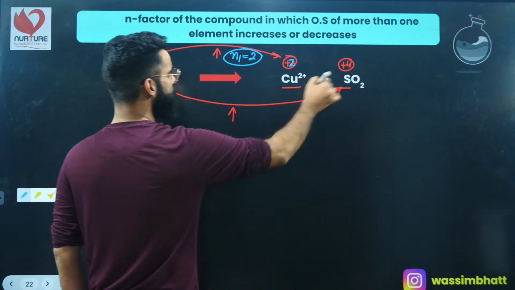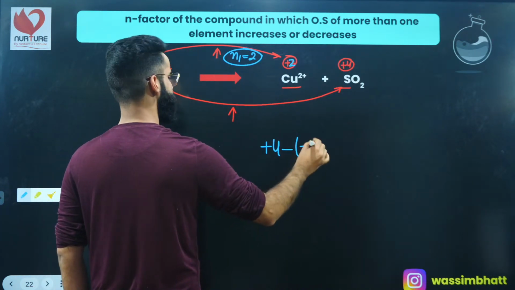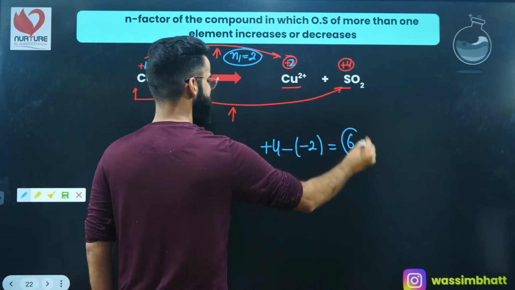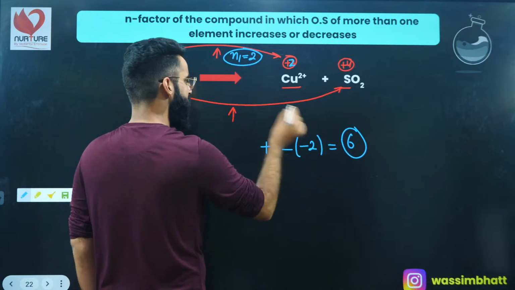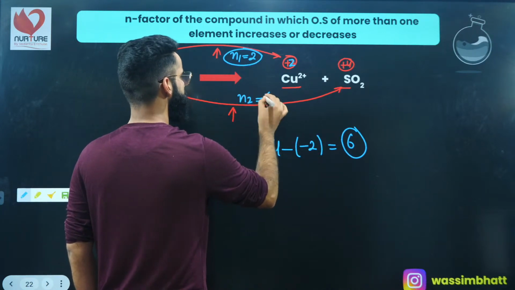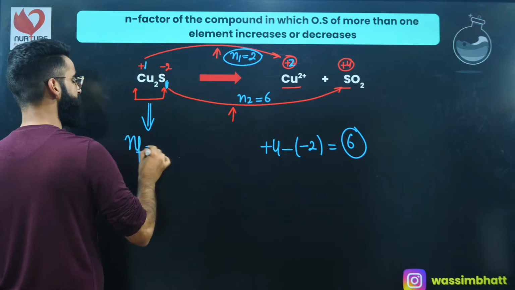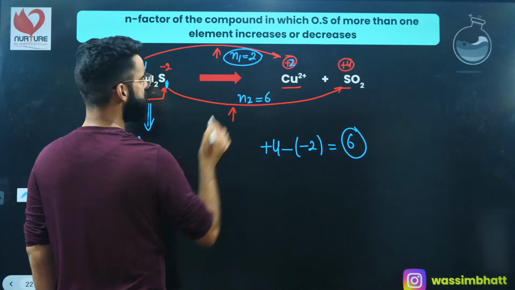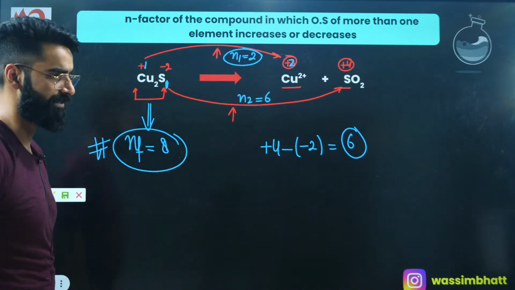Say, -2 to +4, calculate the change. Final oxidation state of sulfur minus initial oxidation state of sulfur, the value comes out to be 6. 6 is the change in the oxidation state for 1 sulfur atom, and I've got only 1 sulfur atom, right? So N2 value is 6. So N1 you got, N2 you got, calculate its overall N factor. Its overall N factor is going to be N1 plus N2. So 6 plus 2 comes out to be 8. 8 is basically the overall N factor of this Cu2S in the reaction, right?